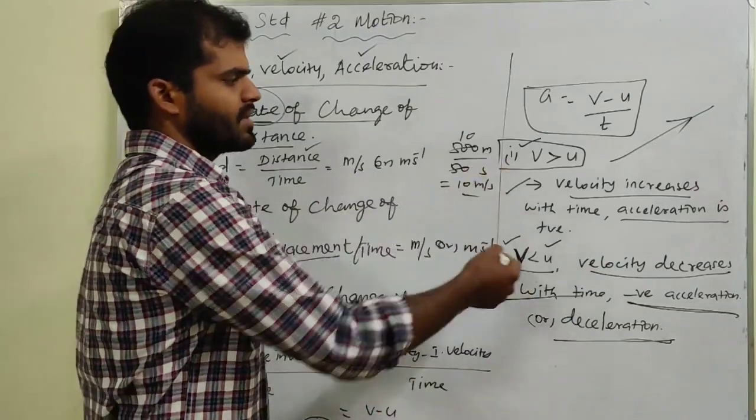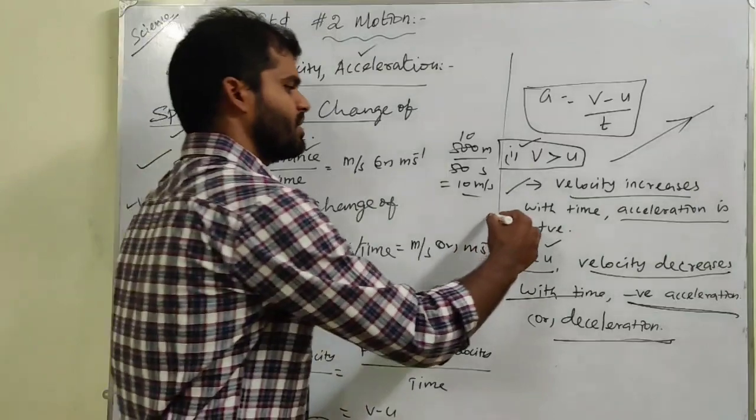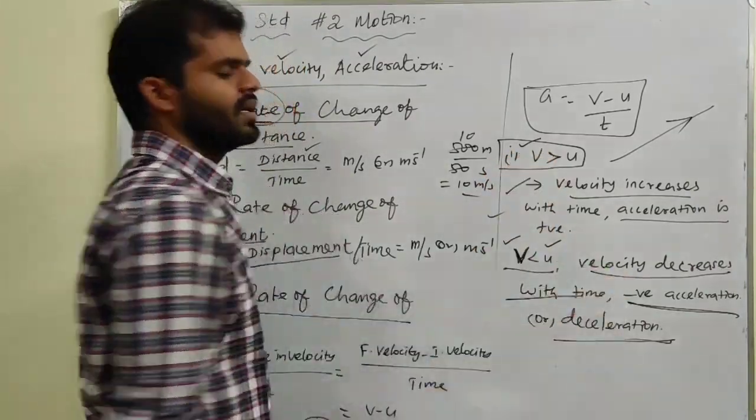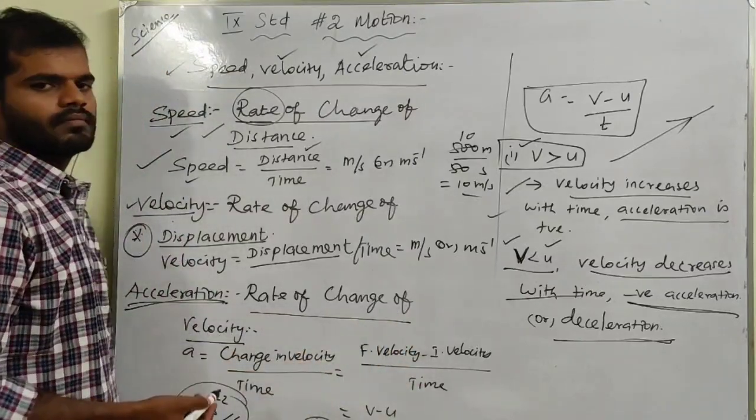There are two cases in the acceleration. When final velocity increases, there is no problem, that is called as positive acceleration. When final velocity decreases, that is called as negative acceleration, that is called deceleration.